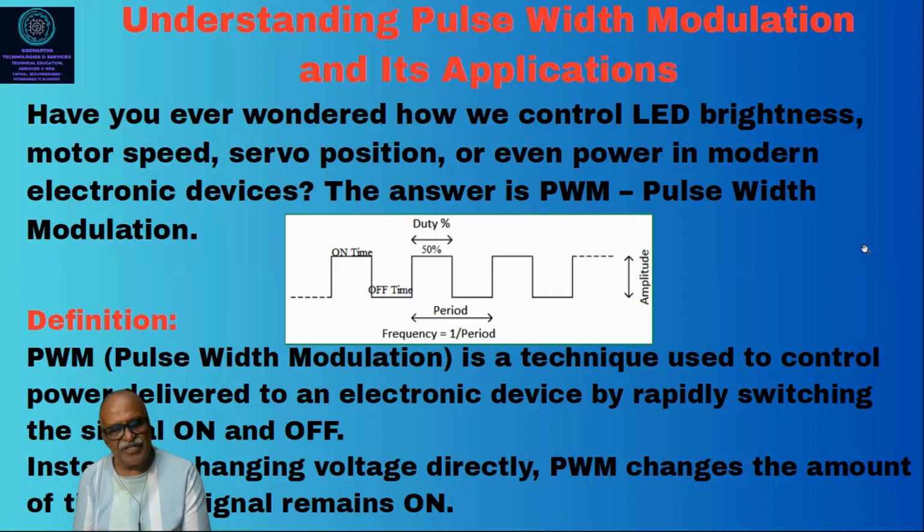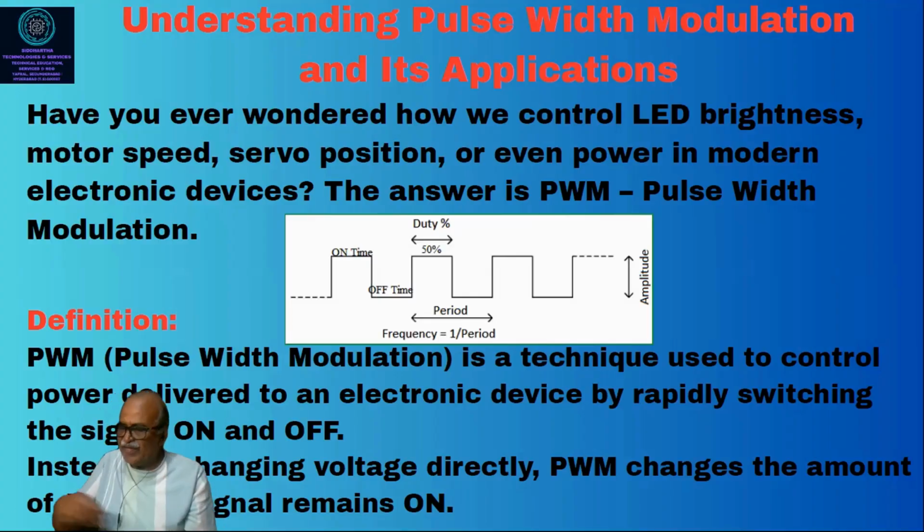PWM, pulse width modulation, is a technique used to control power delivered to an electronic device by rapidly switching the signal on and off. It is the high speed switching that takes place in SMPS, where a transistor works on and off at a very high frequency. There also we use the same type of pulse. Instead of changing the voltage directly, PWM changes the amount of time the signal remains on, so you can decide till what time the signal remains on. That is a good example for understanding PWM.